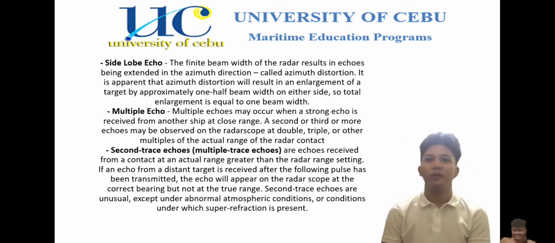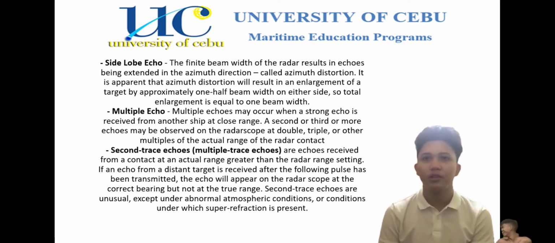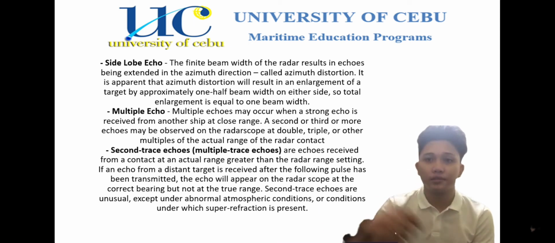Multiple echo. Multiple echoes may occur when a strong echo is received from another ship at close range. A second or third or more echoes may be observed on the radar scope at double, triple, or other multiples of the actual range of the radar contact.